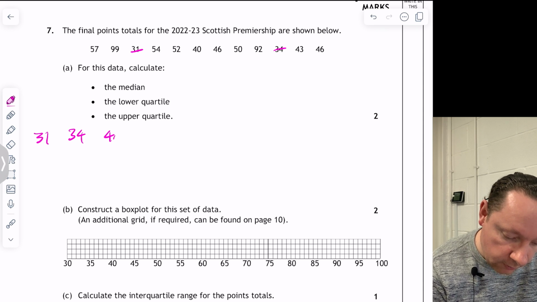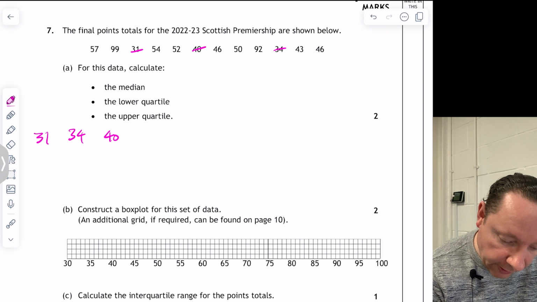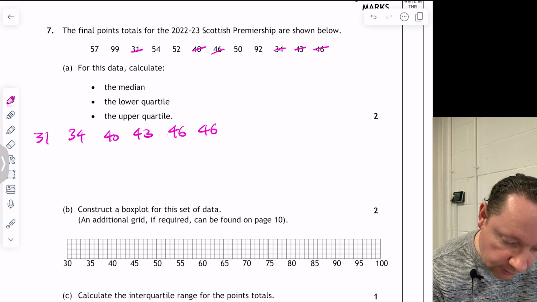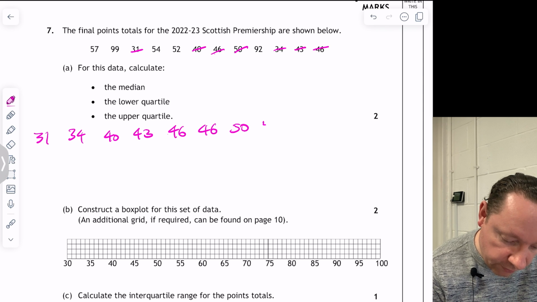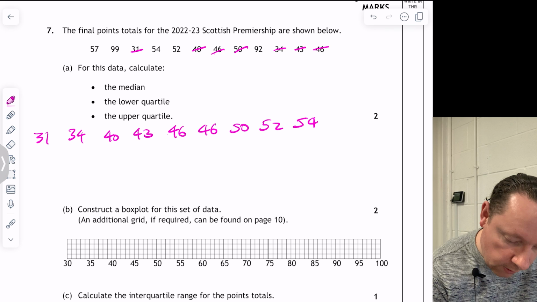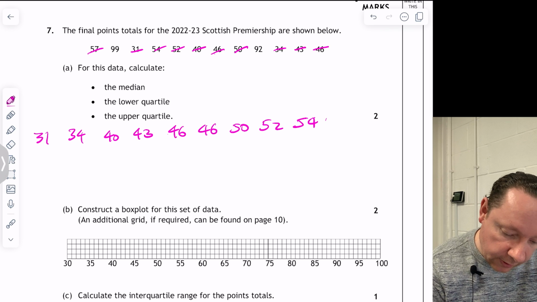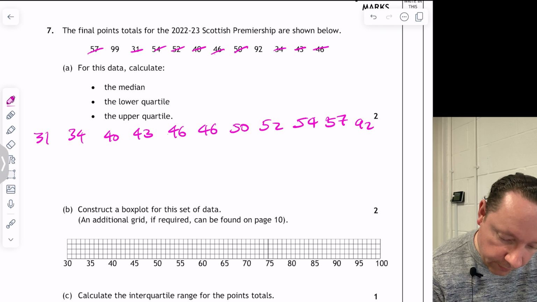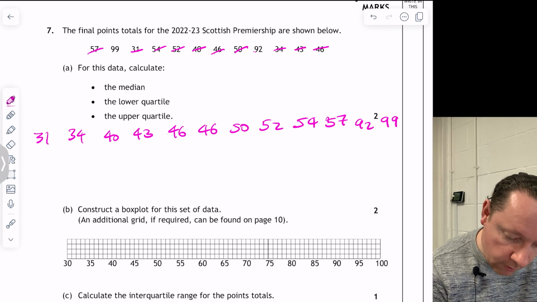40, then 43. Then I see a 46, and then another 46. And then, is there any more 40s? No, so I move to the 50s, I see a 50. I see a 52, 54. I see a 57. And I see a 92 and a 99. Hopefully I put them all in order.